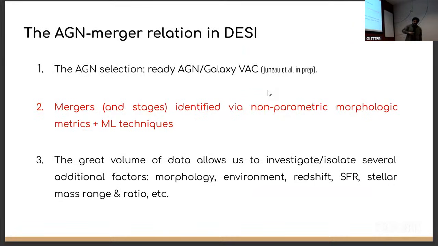The way we're doing this for DESI is that the AGN selection is already done. It's available in the Galaxy value-added catalog by Stephanie Juneau. Right now, I am working on step 2, which is to identify the merger stages, but in an automatic way, no longer by visual inspection. And then the next step is to account for all other factors that we can, which we can now do with this large amount of data.